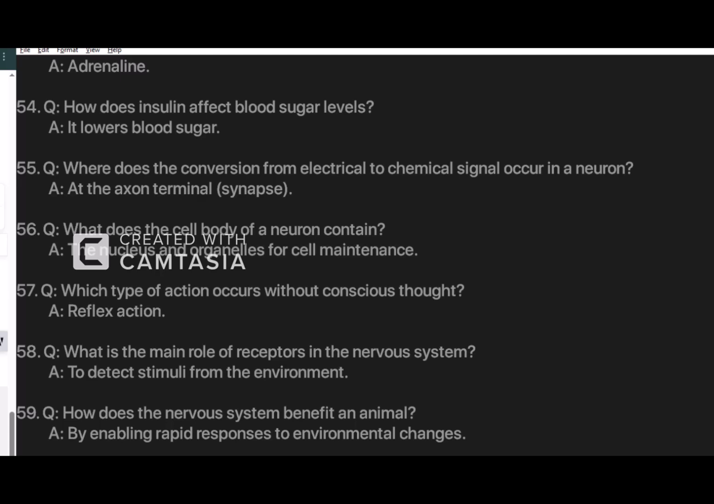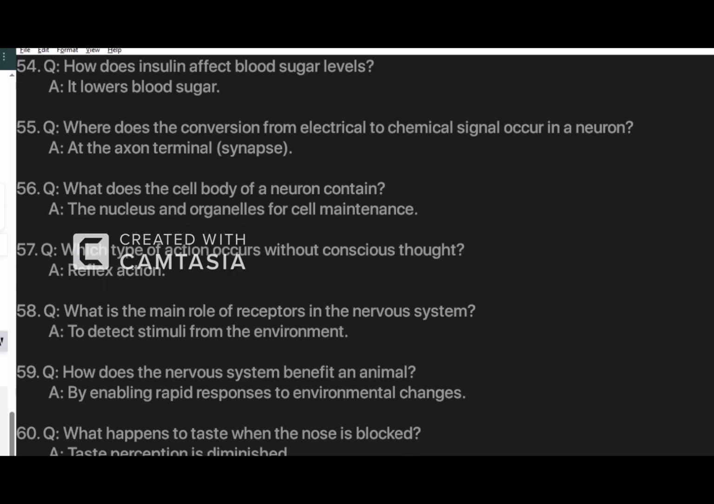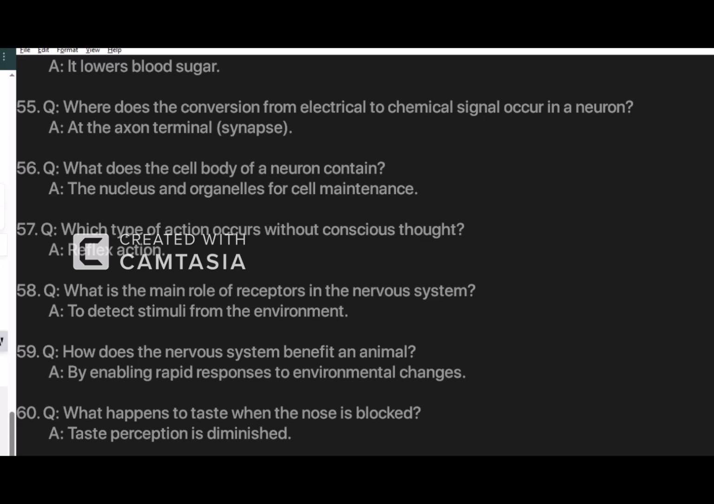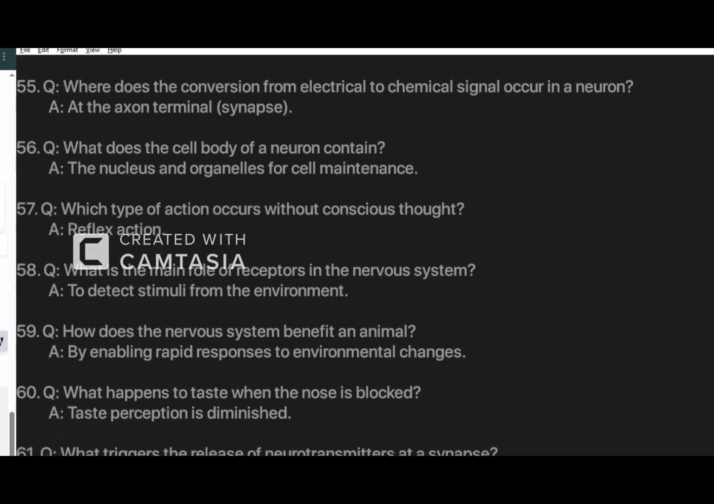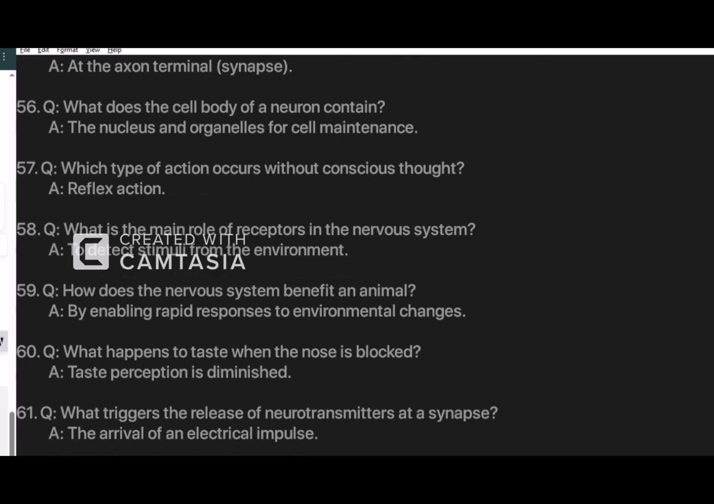60. Q. What happens to taste when the nose is blocked? A. Taste perception is diminished. 61. Q. What triggers the release of neurotransmitters at a synapse? A. The arrival of an electrical impulse.